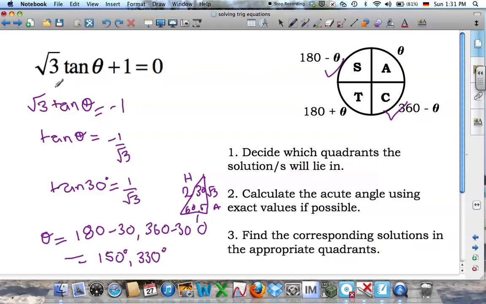They will give us an answer of minus 1 on root 3. And the other two quadrants, in here and here, would give us positive 1 on root 3. Okay, let's try one more.